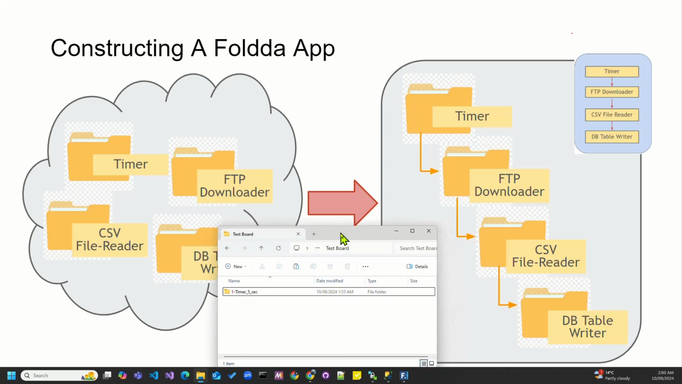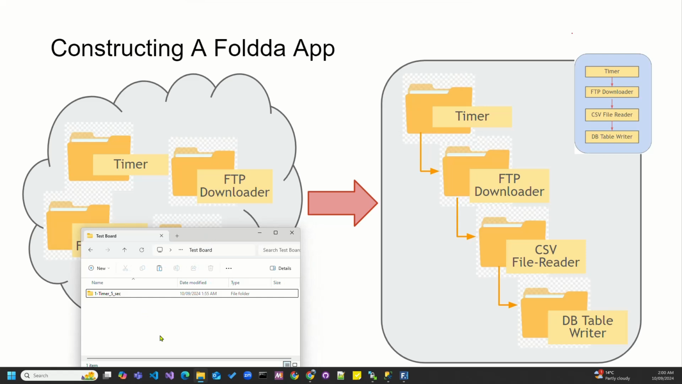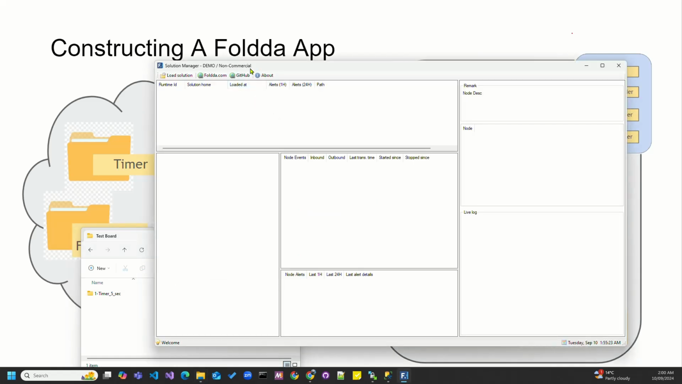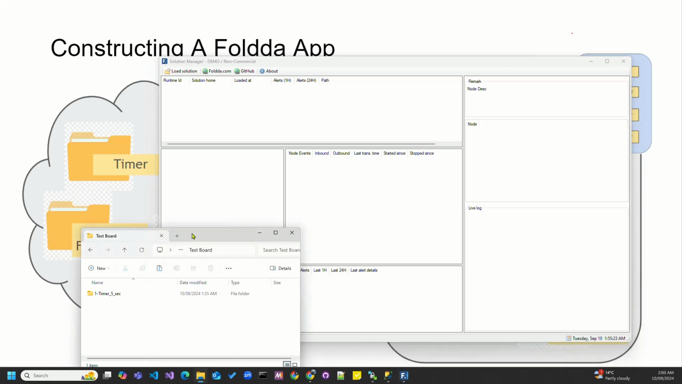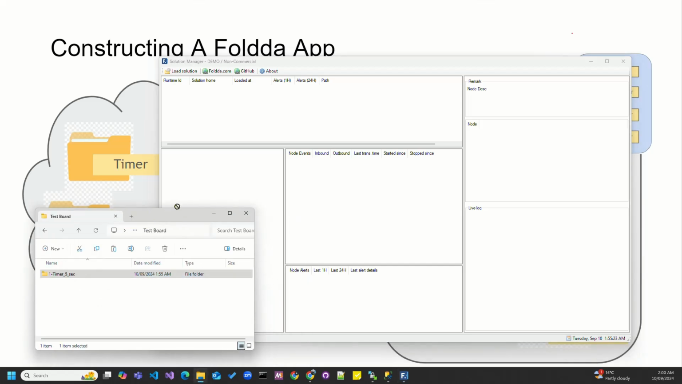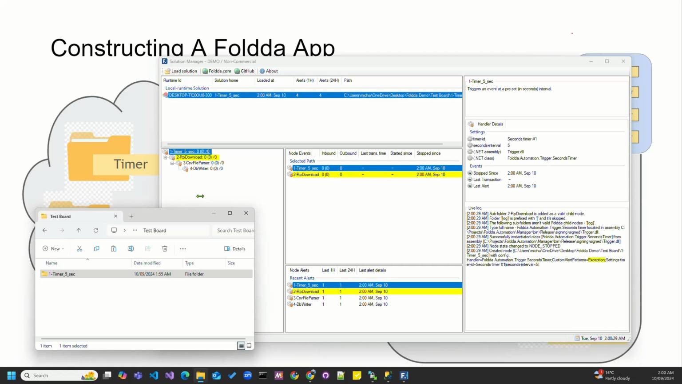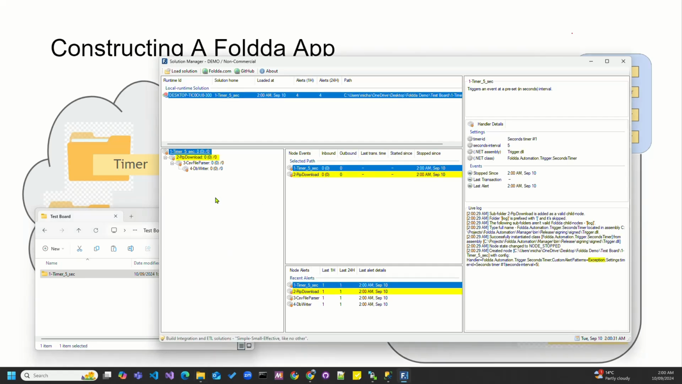A folder hierarchy like this is called a folder solution. And to run this solution, we need a runtime. A folder solution manager is a runtime that can execute a solution like this. To deploy that, we just drag the hierarchy into the runtime. And the runtime automatically recognizes the execution order according to the hierarchy of the folders. So we have a timer, download, CSV parsing, and DB writing.